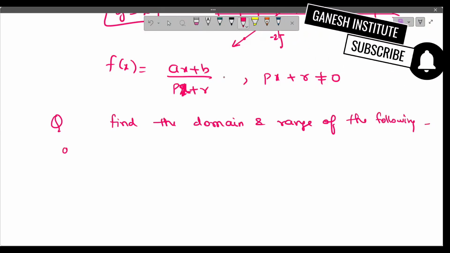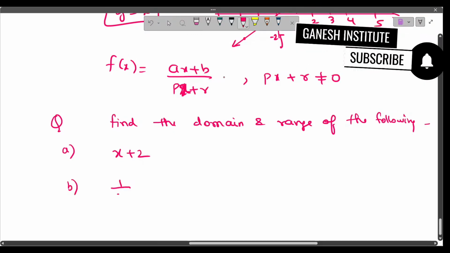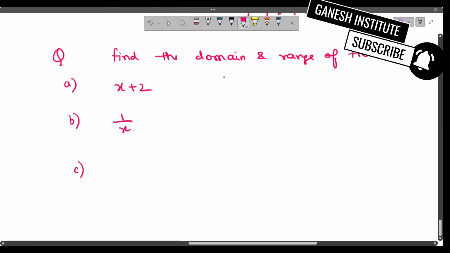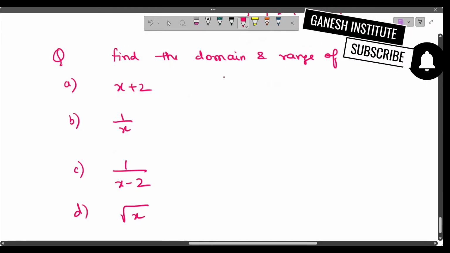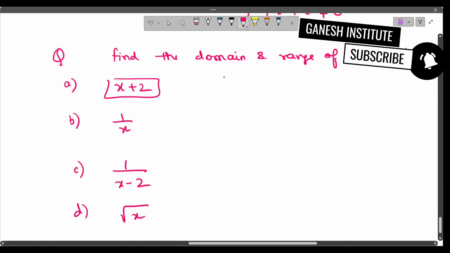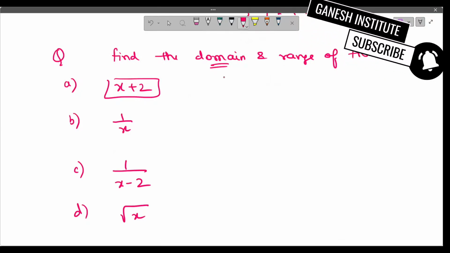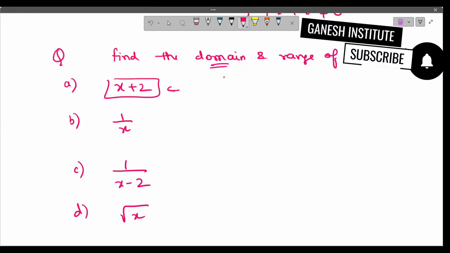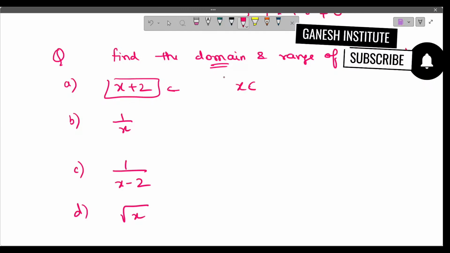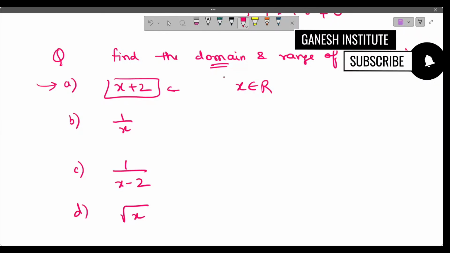I have x plus 2, and then I have 1 by x. Then I have 1 upon x minus 2. Then I have root x. So here, just see, domain is what? The value of x. What am I supposed to put in place of x? Is there any restriction that x cannot be this? Nothing is there. So x is all the real values which you can put, if you have to define this for the real numbers.